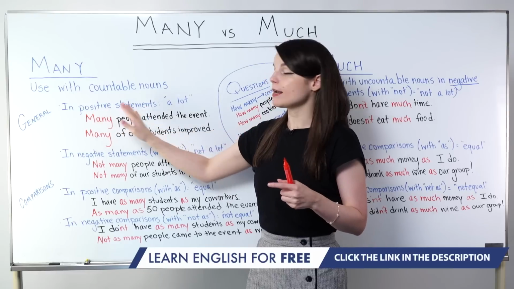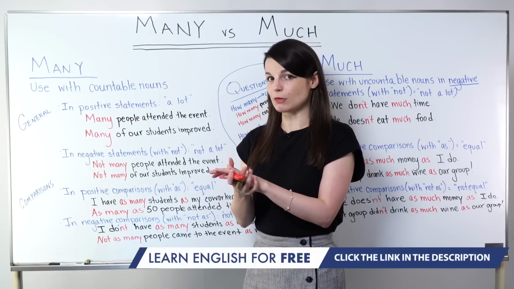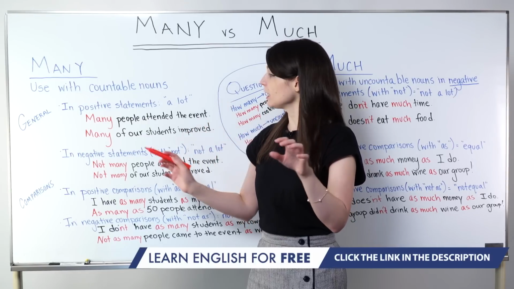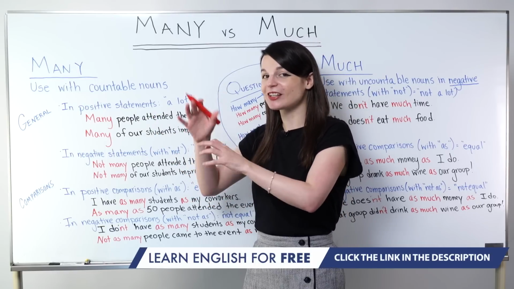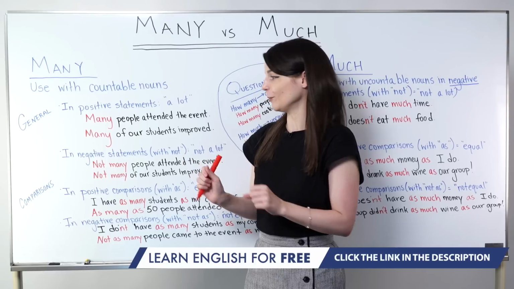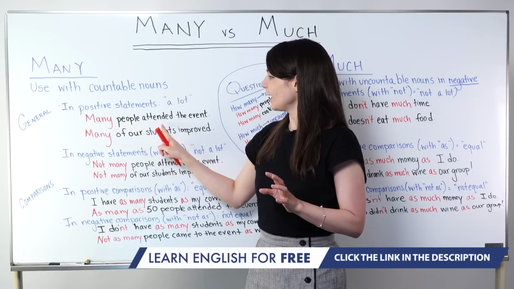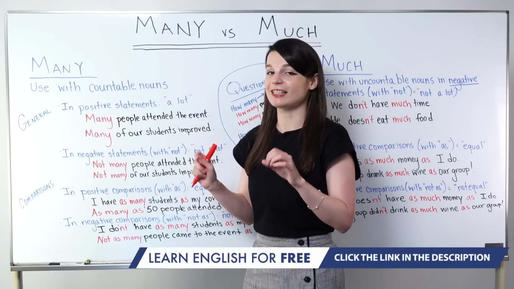First, when we make a simple positive statement, and we use many with the countable noun, it means a lot. So a good number, a good amount of something, a lot of something. For example, many people attended the event. Many people attended the event.